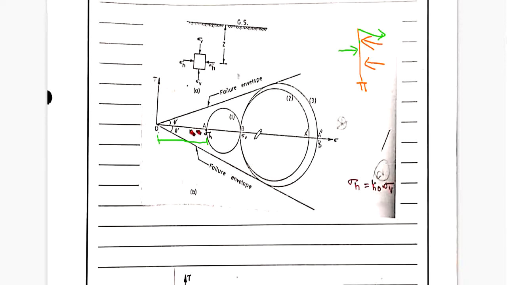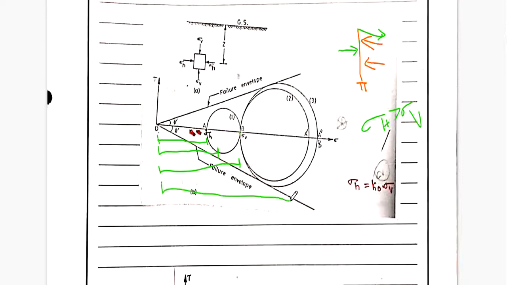Mohr circle I have considered. Now you can see as the retaining wall moves towards the backfill, pressure is going to increase. So sigma h is going to increase. At one point sigma h will be greater than sigma v. You can see it will go on increasing. Sigma h will come here, it will be equal to sigma v, and then it will go on increasing.